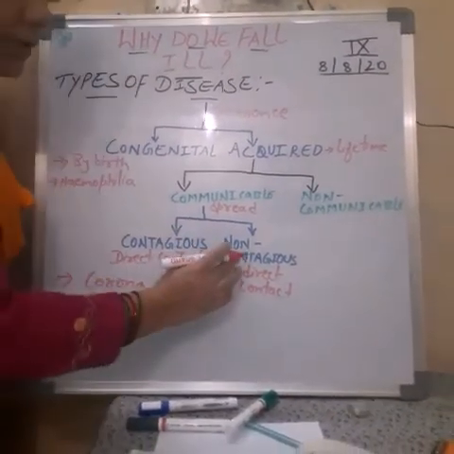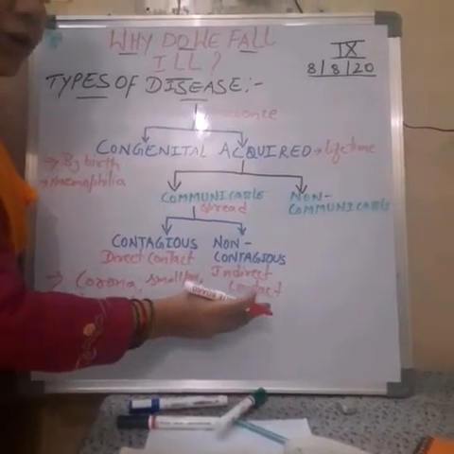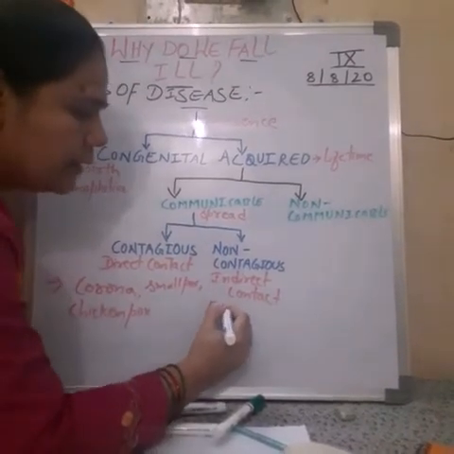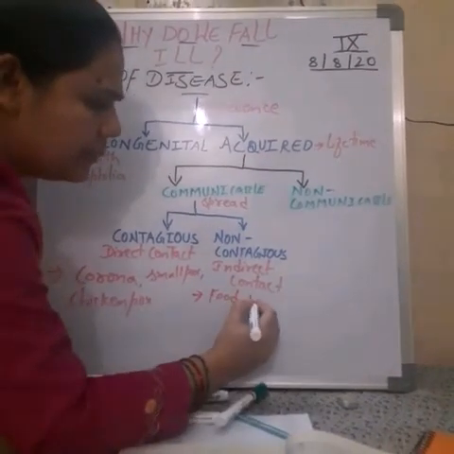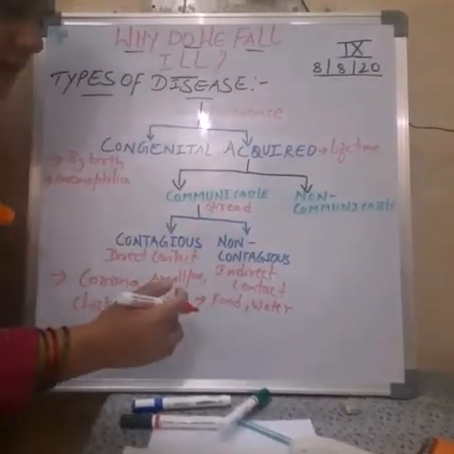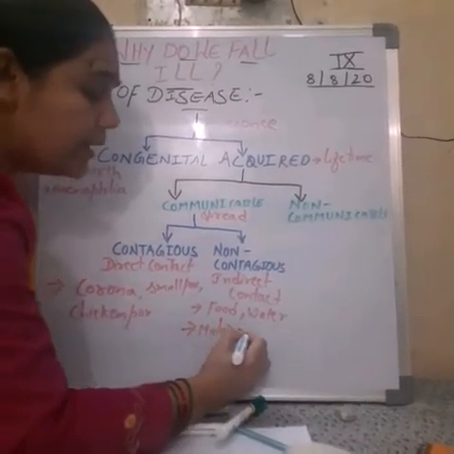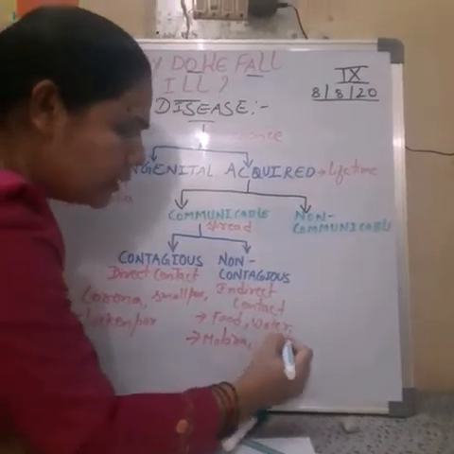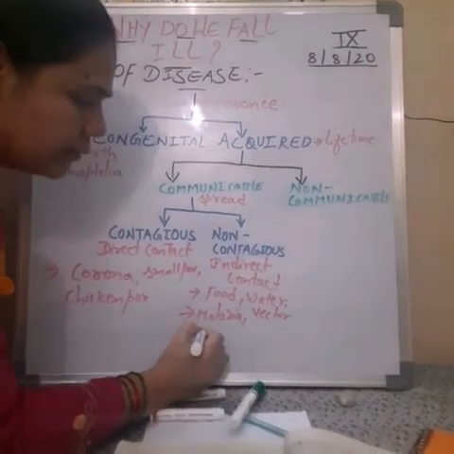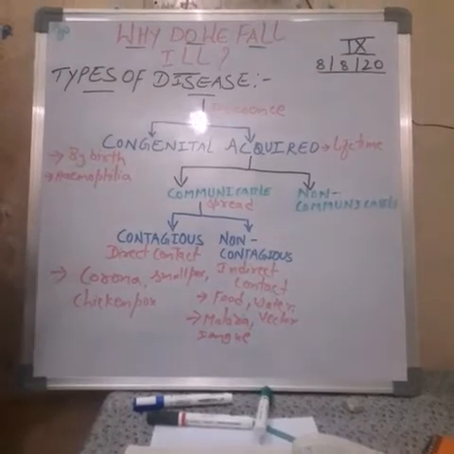Coming to non-contagious, though they spread, they are not due to coming in contact with a diseased person, but rather due to maybe consumption of the wrong kind of food or contaminated food or water, or maybe by utensils. One good example here is spread by a vector, or even by water. So malaria, dengue, and typhoid are some examples of non-contagious diseases.